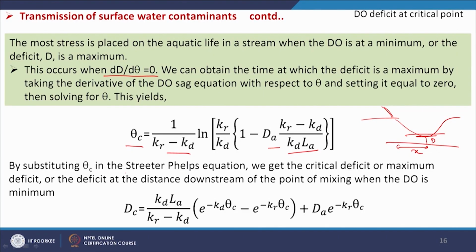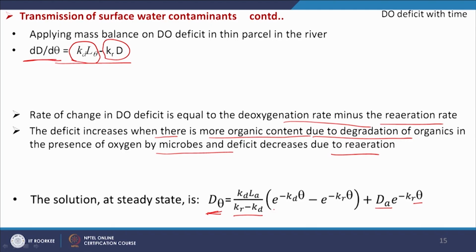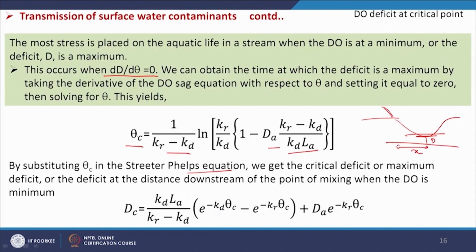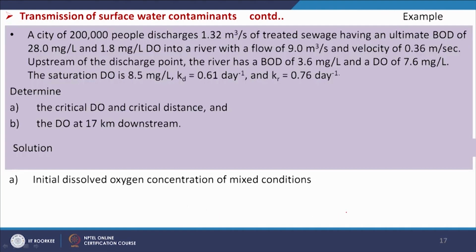So, by substituting theta c in the Streeter-Phelps equation, which we have, we get the D, which will be the Dc, the critical deficit. That gives the critical distance x where the deficit will be the maximum. So, Dc equals kd La by (kr minus kd) into (e to the minus kd theta c minus e to the minus kr theta c) plus Da into e to the minus kr theta c. That way you can calculate the values of theta c and Dc.